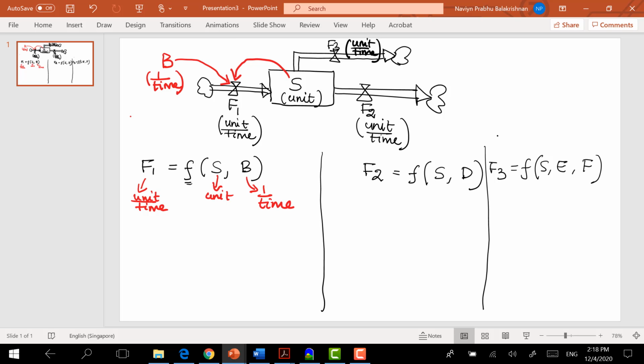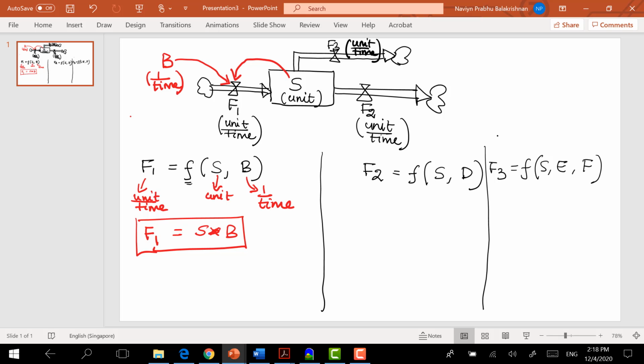So now I can form the equation. I look at the right hand side: I have unit and I have 1 over time. Which equation will give me unit per time? Which relationship will give me unit per time? S times B will give me unit per time, right? So this is how I identify the equation.